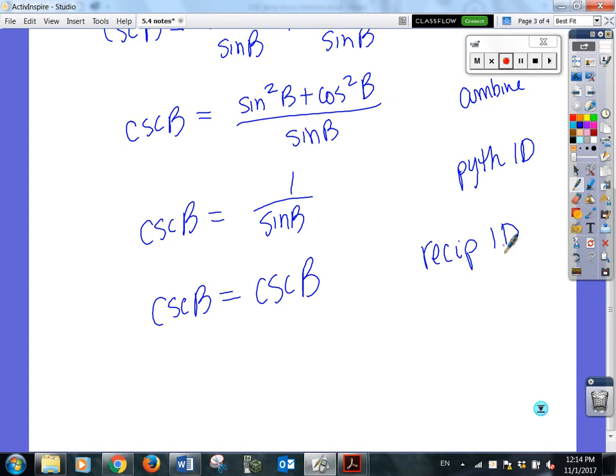And again, with the proof, we know what our answer should be. So if we get down to a single term and we don't have the other side, then we did something wrong along the way. We know we messed up somewhere.